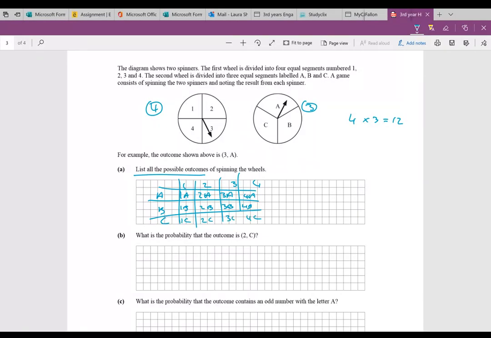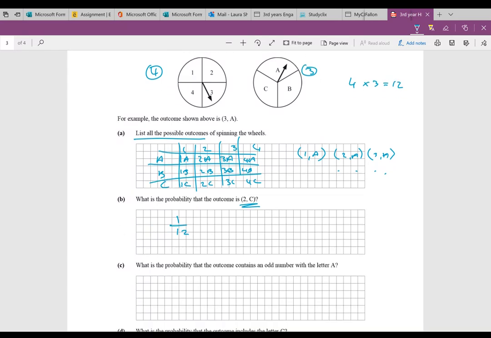or you can simply just name them. Some people did 1A, 2A, 3A, just listing and so on. Okay. What is the probability that the outcome is 2C? Well, I only have 1, 2 and 1C, so there is only one possible outcome out of a total of 12, so 1/12. What is the probability that the outcome contains an odd number? Well, I've got 2 odd numbers, but I've only got one letter A, so there is only 2 outcomes. So 2 out of a total of 12, which is 1/6.